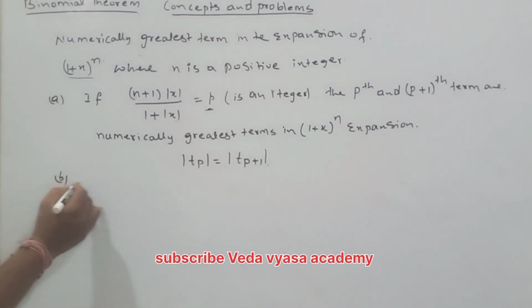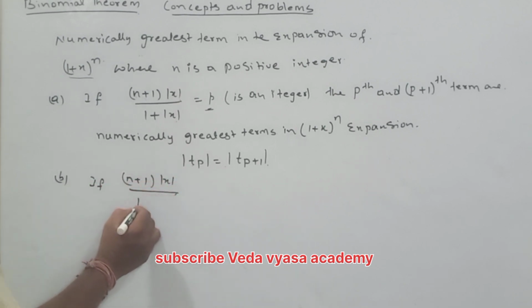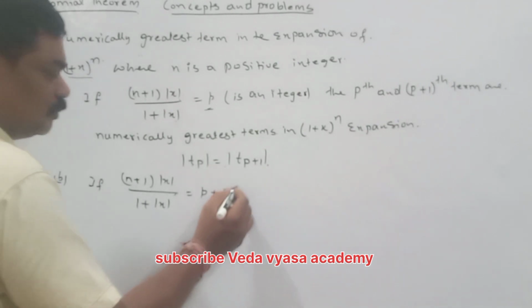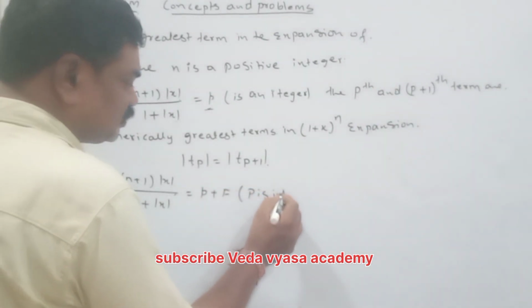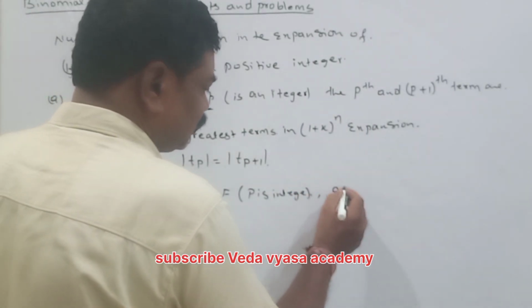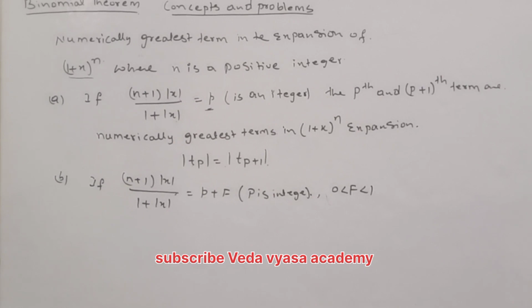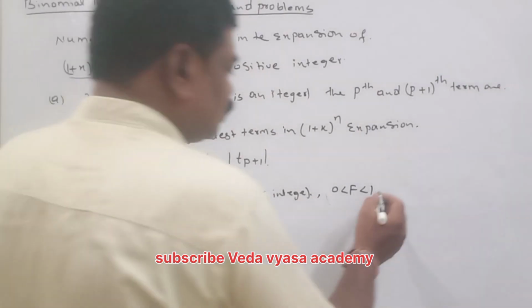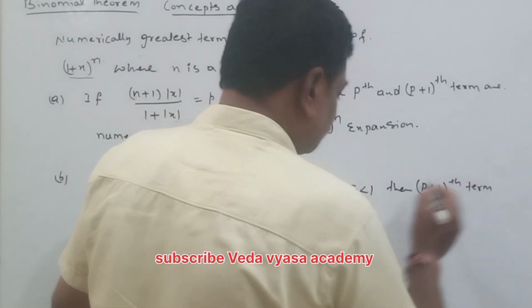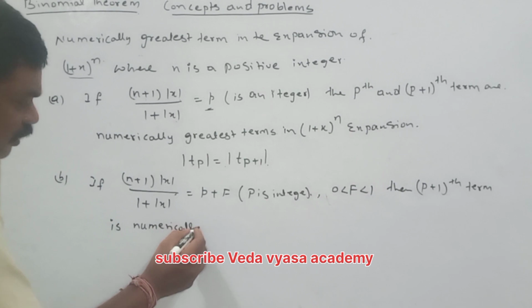Next, if (n plus 1) mod x by (1 plus mod x) is equal to p plus f, p is an integer, f that is 0 less than f less than 1, then the (p plus 1)th term is the numerically greatest term.